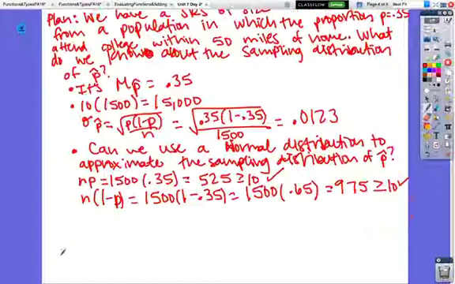And so then we need to think about, what do you do? All right, so because we know it's going to be approximately normal, we could standardize or find the z-scores for p hat when p hat is equal to 0.33 and when p hat is equal to 0.37. So we are going to standardize.